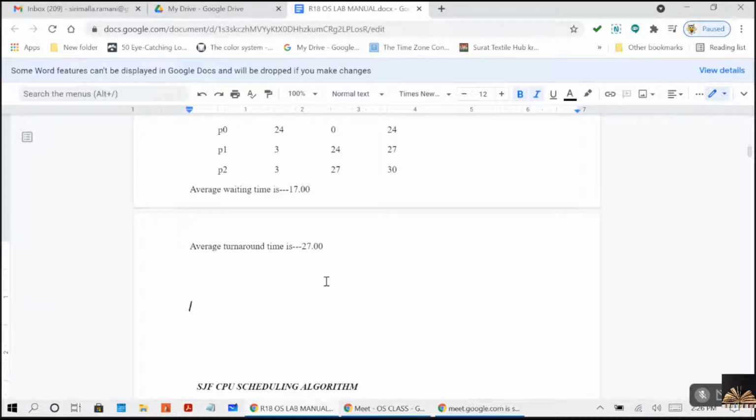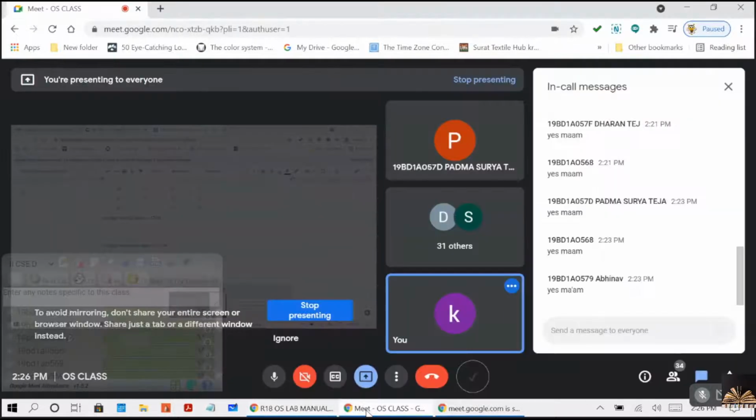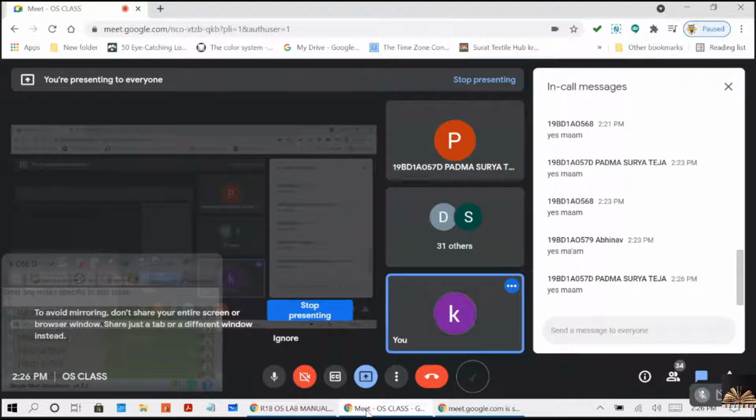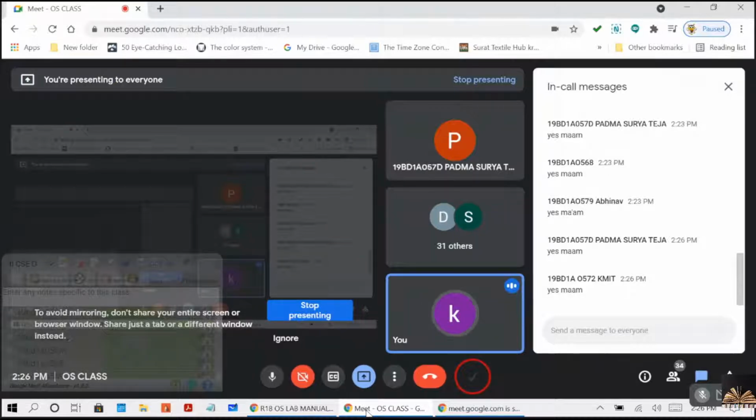Understood? Very simple. Yes, understood? The first one is a very simple program. We'll see the second one now.